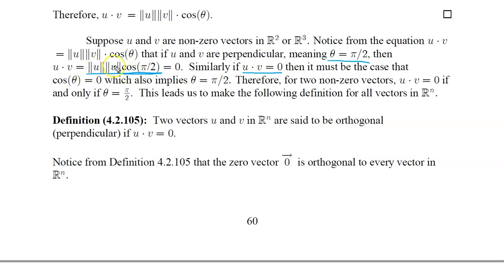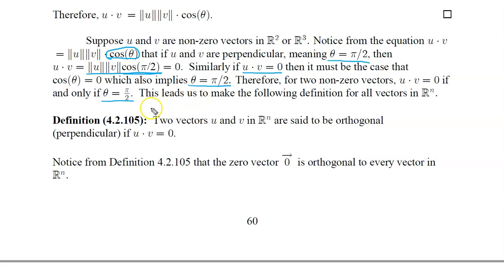And if magnitude u and magnitude v are non-zero, that means that the cosine of theta right here would have to be 0, which means that theta must be pi over 2. So if u dot v is 0, then the angle between the vectors is 90 degrees, or pi over 2. So therefore we end up with the result that u dot v is 0 if and only if the angle between the vectors is pi over 2, or 90 degrees.